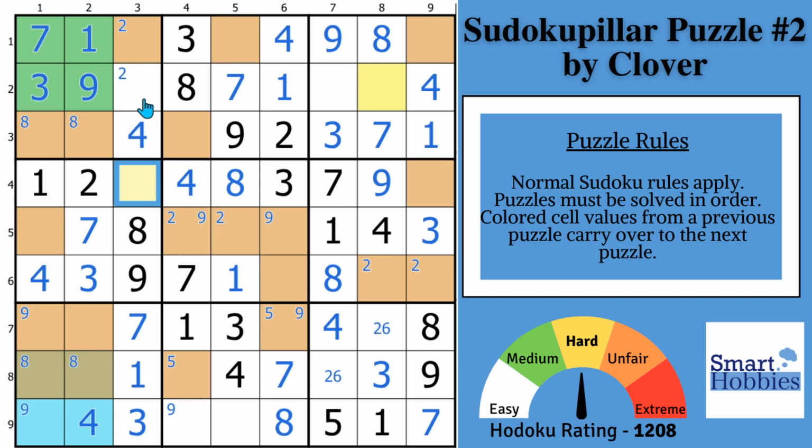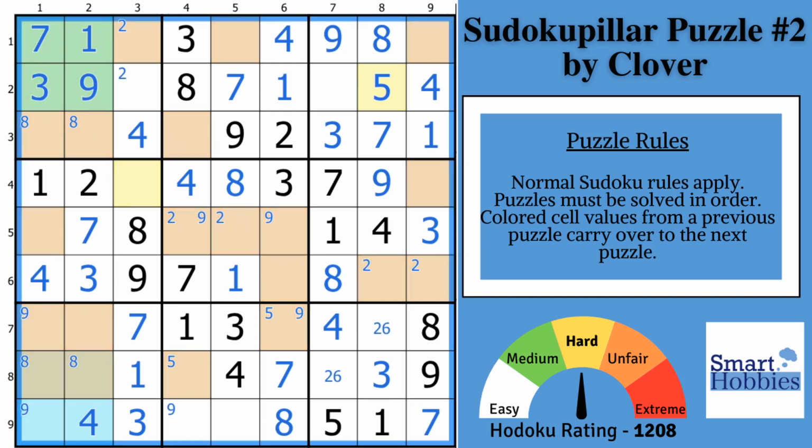Very, very awesome. So what does that do for you? If you remove this, where can a 5 go now in row 2? Can't be there. It's got to be right here. So we can solve this cell now for a 5. This is beautiful logic that Clover put here. Only solve one of the digits for the blue, but we're getting closer.